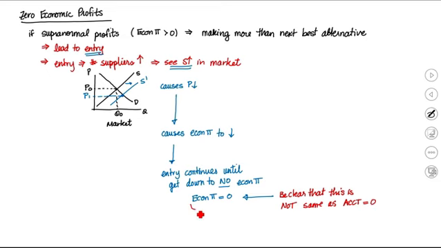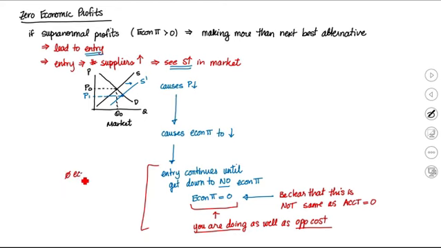Economic profits being 0, remember what that means. That simply means you're doing just as well as your opportunity cost. Right? So if I'm making $40,000 in my new business, and my opportunity cost was $40,000, then I have 0 economic profits, right? But do I have 0 accounting profits? No, I don't.